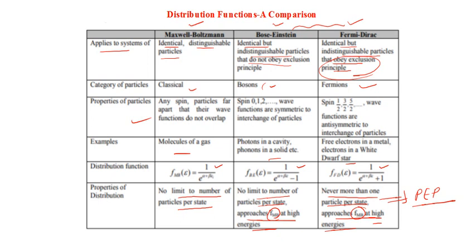So that is a comparison of the three distribution functions. You may use this table for comparing the distribution functions, the statistics, or the three families of particles, and modify the table as per your need. So I think I can conclude it here. One thing is left from this topic, that is an understanding of the concept of Fermi energy. I will do that the next day. Thank you.